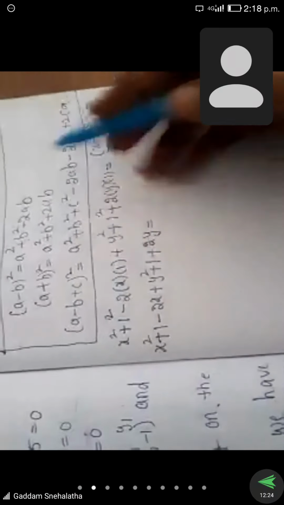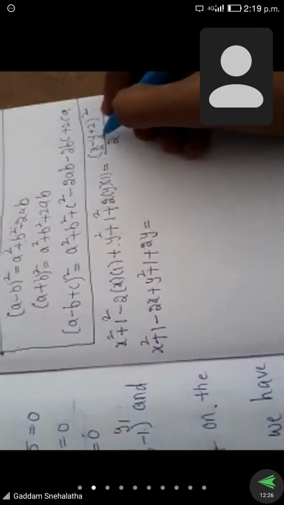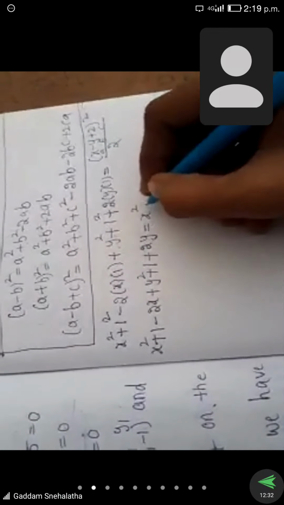so now it is in the form of a minus b plus c whole square. So this is a, this is b, this is c. So what is the formula? a square. So a means what I have here, x. So x square plus b square.